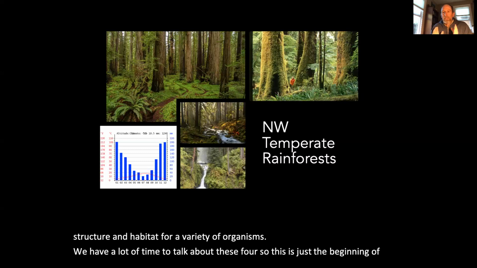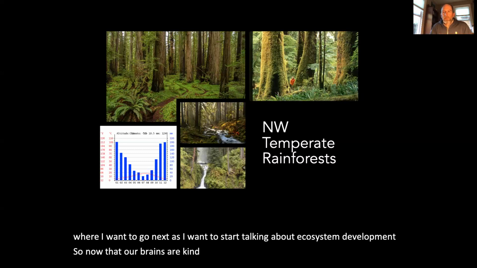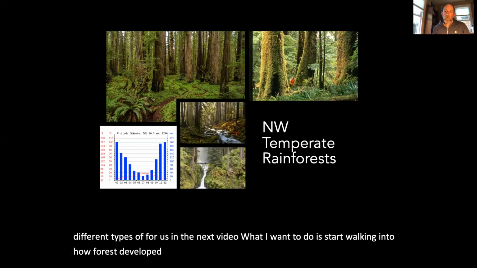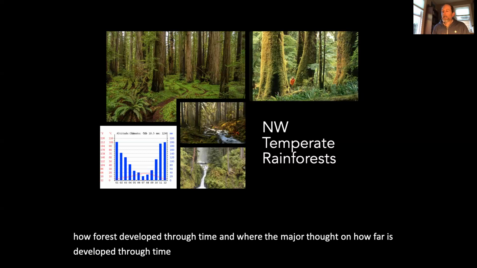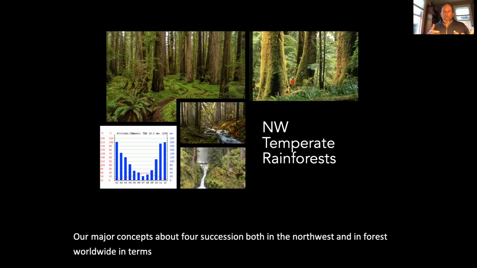Okay. Where I want to go next is I want to start talking about ecosystem development. So now that our brains are kind of primed to think about a whole bunch of different types of forests, in the next video, what I want to do is start walking into how forests develop through time and where the major thought on how forests develop through time came from. Where's the major theory? Who were the major players? And what are our major concepts about forest succession, both in the Northwest and in forests worldwide, in terms of energetics, carbon exchange, and species change through time.